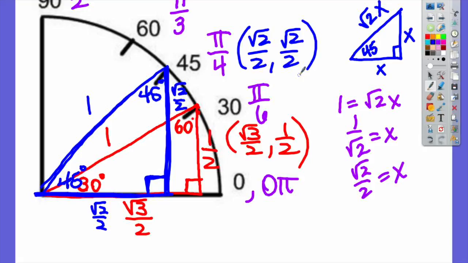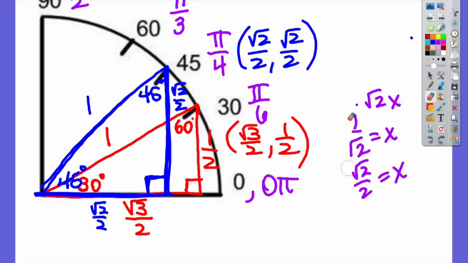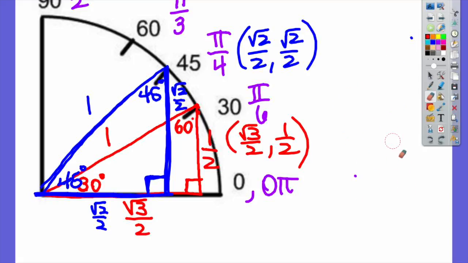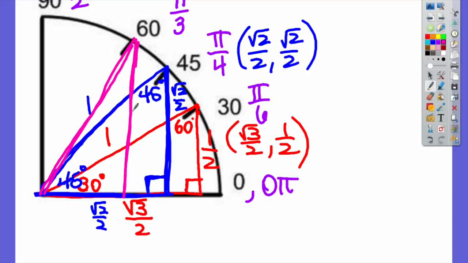We still okay? Last one, 60. Well, not really last one because we still got to go back and do 0 and 90, but those are easy. Here we go. 60. I know this is a lot right in here. That's why I'm trying to use different colors here, but 60 and 30. My hypotenuse is still 1.